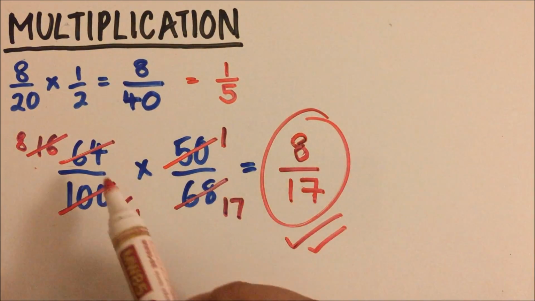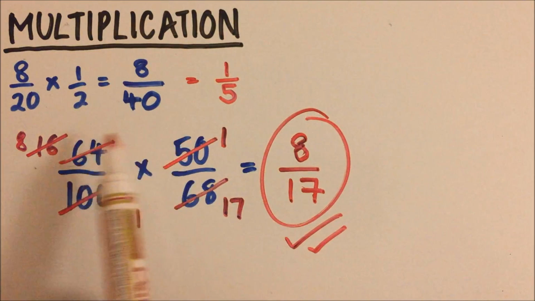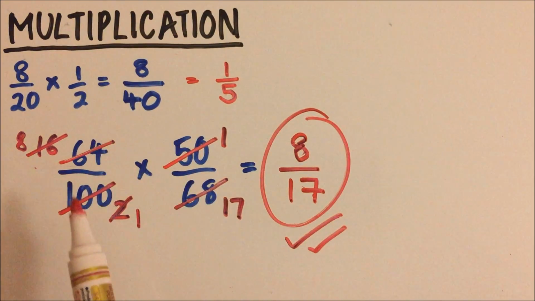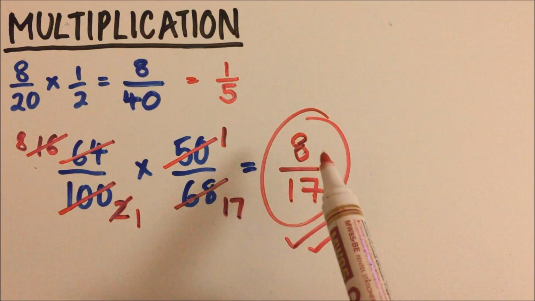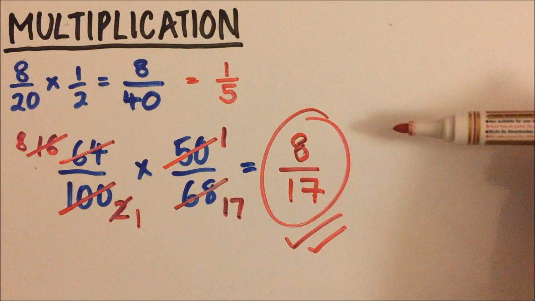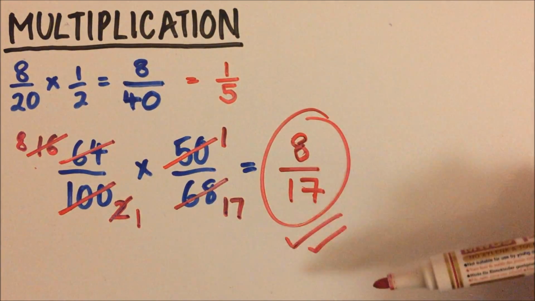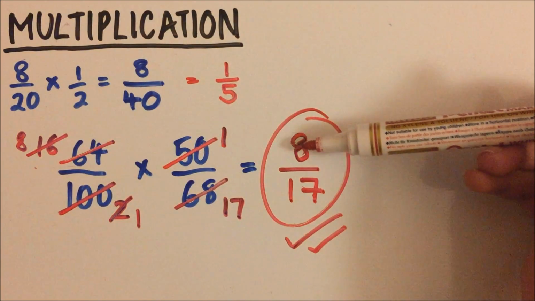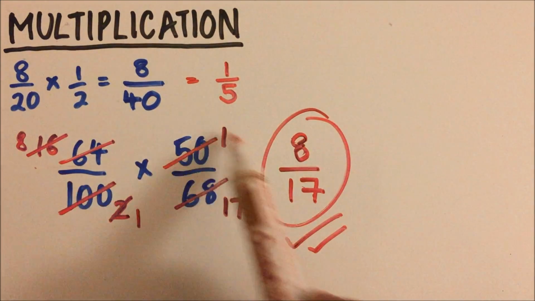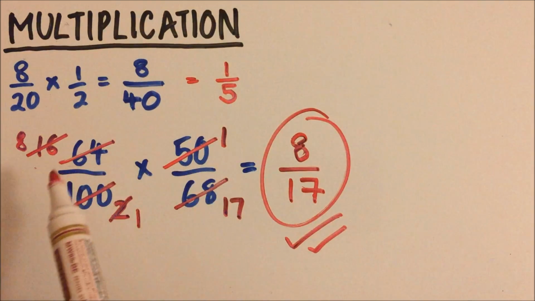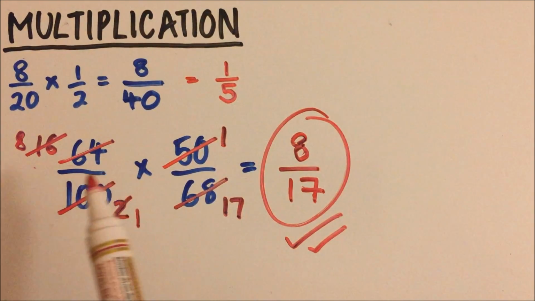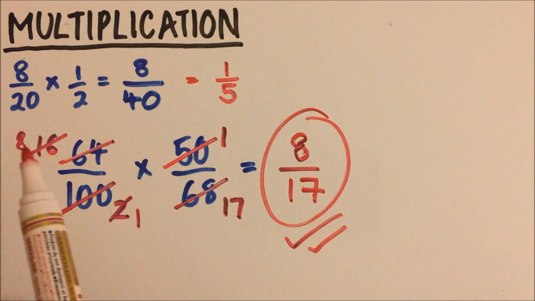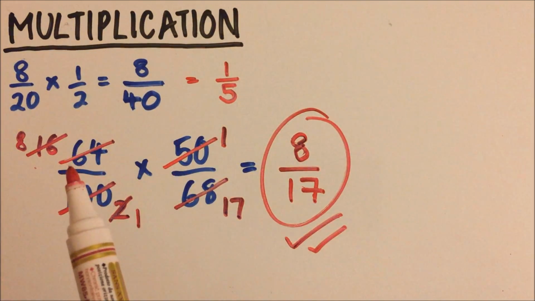Do you see what I mean by when I say that? If you multiply the two top numbers together and the bottom two numbers together, you would have got a huge number, and then it would have taken you ages to cancel it down to get to 8 over 17. So it's a lot easier to cancel it down before you multiply it. So if in any case you feel like you can cancel it down before multiplying, please do.